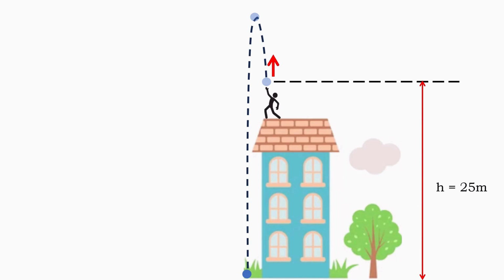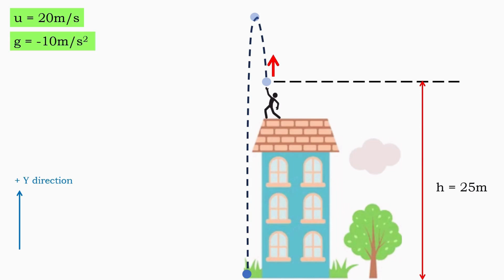Before we do that, let us note an important sign convention. Any velocity, displacement, or acceleration in the upward direction will be taken as positive, while anything in the downward direction will be taken as negative. The initial velocity of the ball is plus 20 meters per second. The acceleration due to gravity acts downward with a magnitude of 10 meters per second squared. Therefore, we write the acceleration as minus 10 meters per second squared.